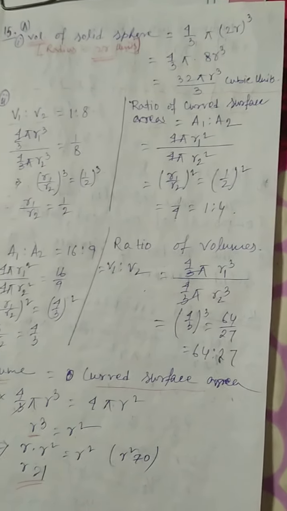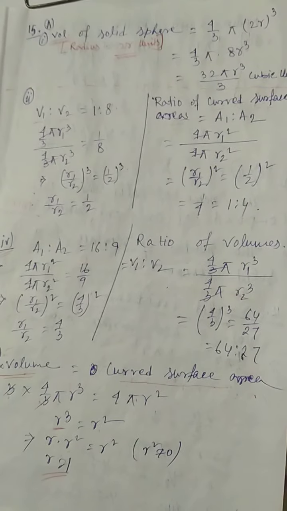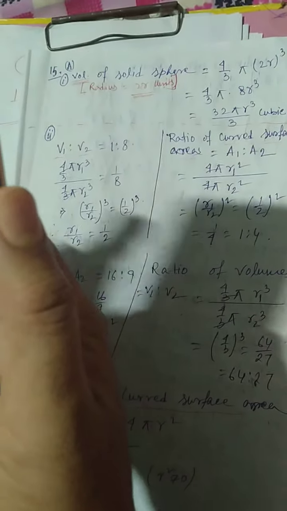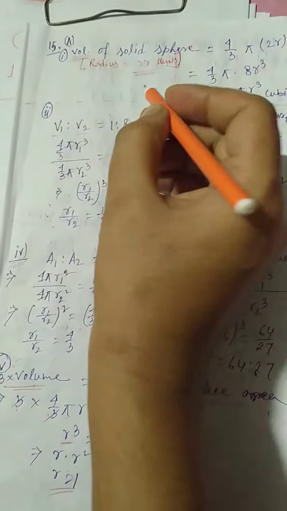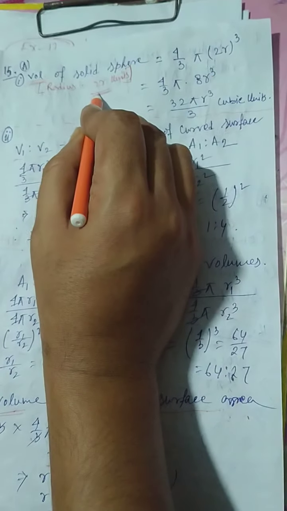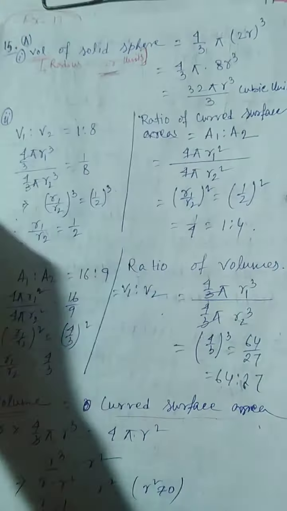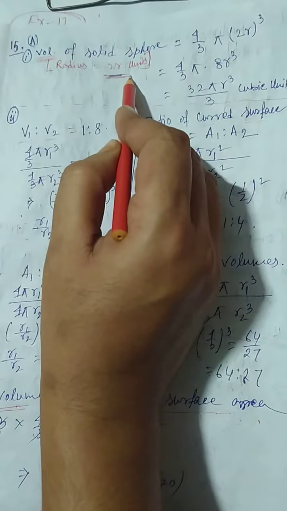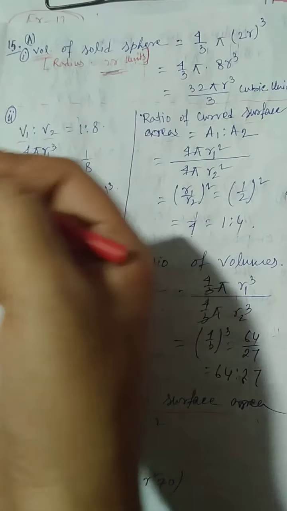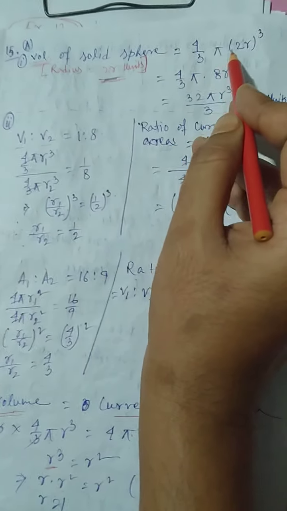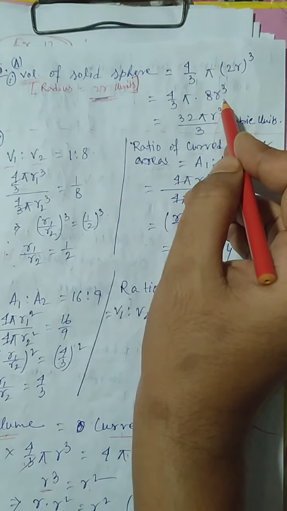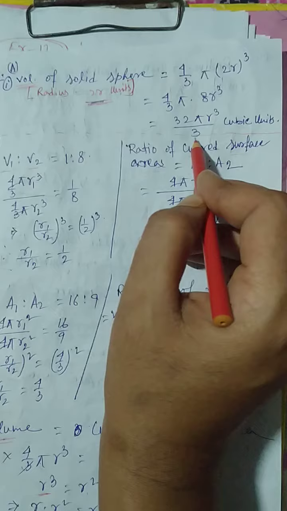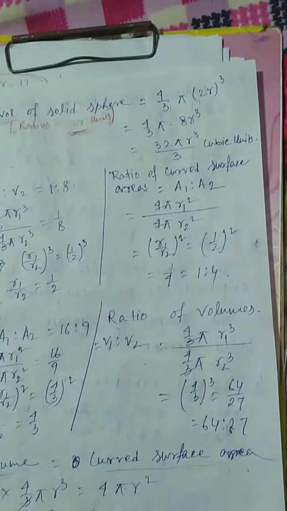Now I will start the next portion of the sphere, that is exercise 12. Question number 15a is an MCQ question. The first question: the radius of a sphere is given as 2r units. Find its volume. The formula of the volume is 4 by 3 pi radius cube. Radius cube is 2r whole cube, that is 8r cube. This is equal to 32 pi r cube by 3 cubic units.